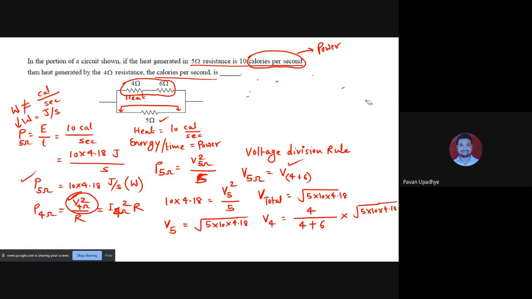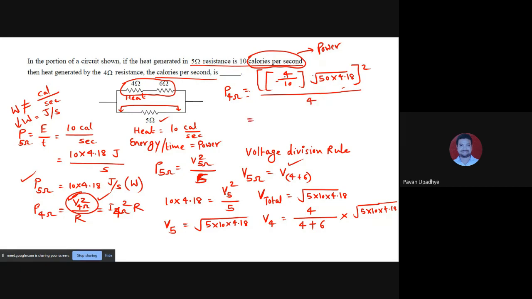So V4 is found out. Now, we shall start calculating the power. So V4 ohm was supposed to be calculated. Look at this formula. Instead of this, I will be substituting the value of V4 that is just found out. And it is 4 upon 10 into under root of 5 into 10 is 50 into 4.18, and square of this divided by the resistance value, that is 4.